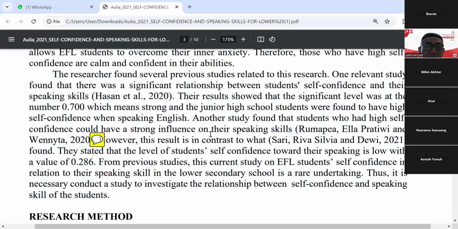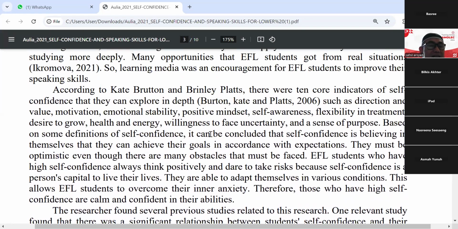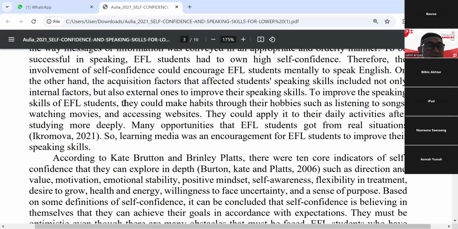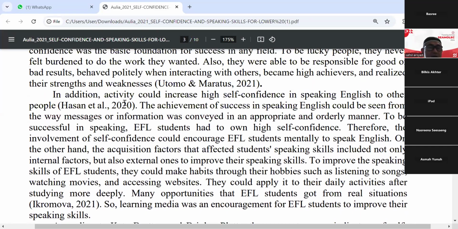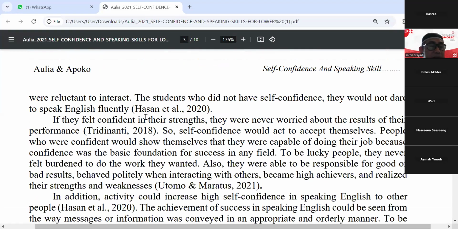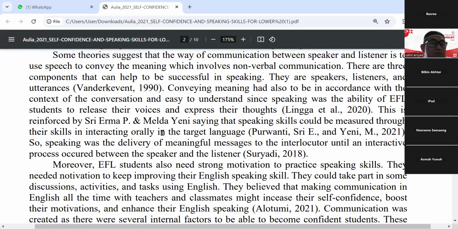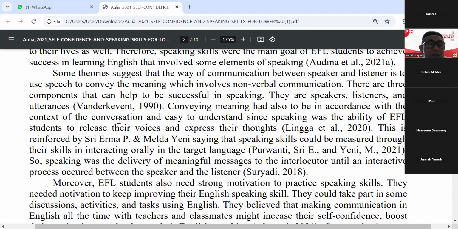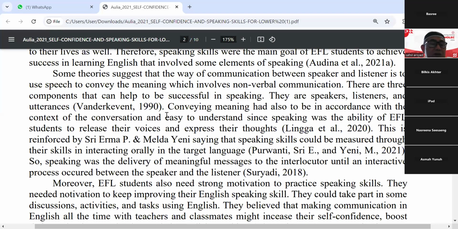How about the previous paragraph? Can we consider it literature? It is not about relevant studies. This is just discussion about problems in speaking and self-confidence. Self-confidence is the key to success. Why is self-confidence important? If they felt confident in their strength, what happened if they are not confident? It's not a literature review because this is not a review of the studies.